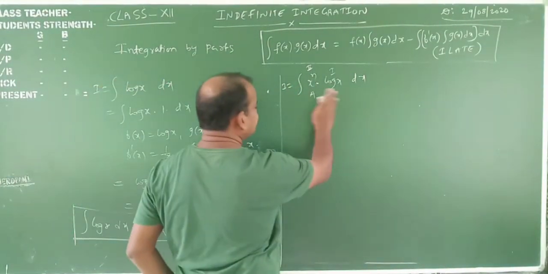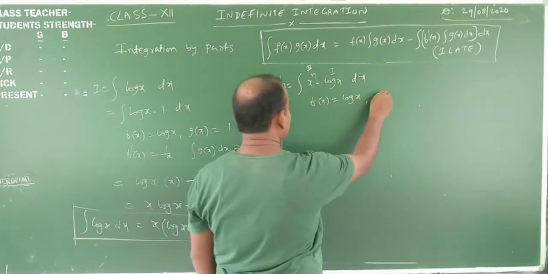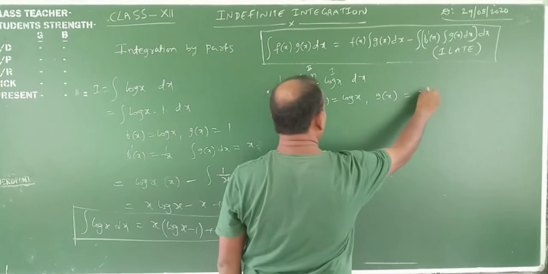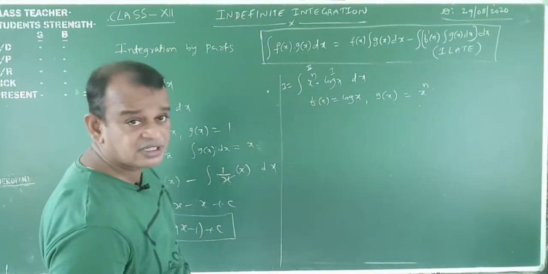What is the f of x here? f of x is equal to log x. What is the g of x? g of x is equal to x power n. Now, first function derivative, second function integration.